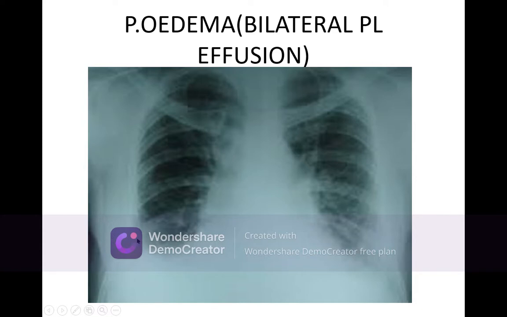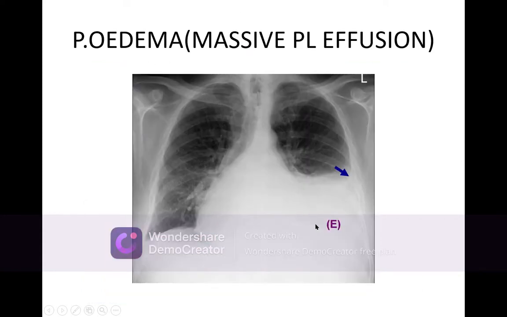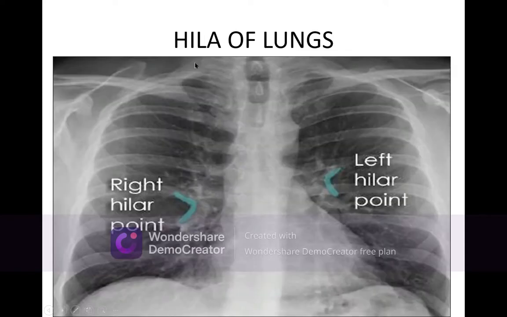This is a curve, you see, the ellis S curve. If it becomes worse, it will become massive pleural effusion. It is not parapneumonic type, but it is a curve, this is the S curve which is seen here. The hila of the lungs will be described afterwards. I have given the different stages of pulmonary edema.